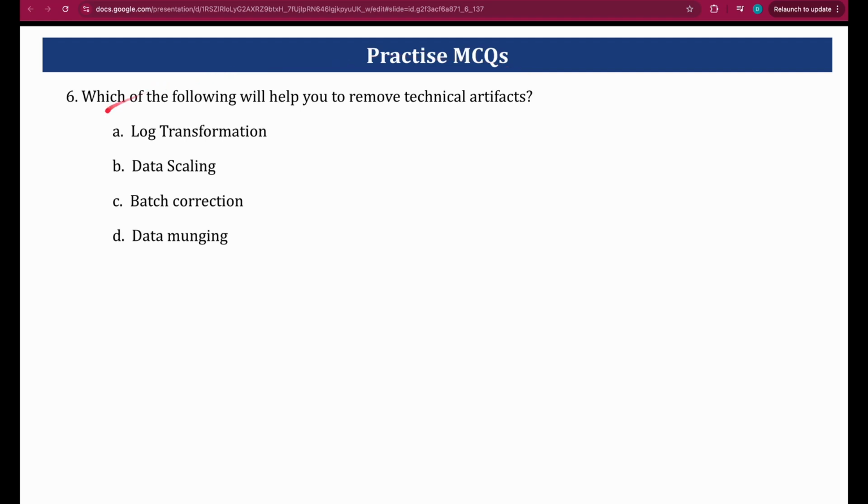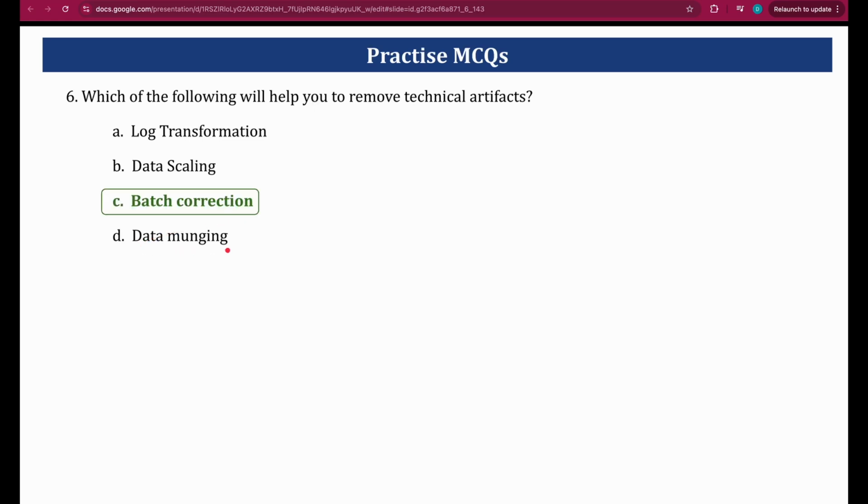Now let's look at the next question. Which of the following will help you to remove technical artifacts? Technical artifacts, as we have discussed, are about batch effects. So first is log transformation. Log transformation is not done to remove technical artifacts. Then data scaling, this is also not done for technical artifacts. Batch correction, yes, it is done for removing technical artifacts. And data munging is also not done for technical artifacts.